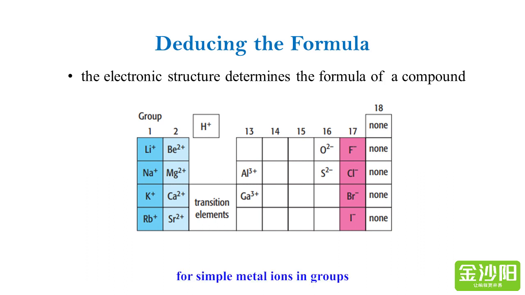For simple metal ions in groups 1 and 2, the value of the positive charge is the same as the group number. For a simple metal ion in group 13, the value of the positive charge is 3+. For a simple non-metal ion in groups 15 to 17, the value of the negative charge is 18 minus the group number. The charge on the ions of transition elements can vary. For example, iron forms two types of ions, iron with 2+ and 3+ charges.